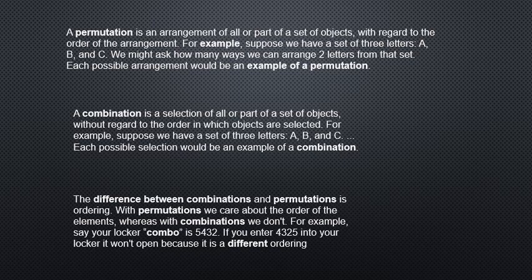So, the difference between combination and permutation is ordering. With permutations, we care about the order of the elements, whereas with combinations, we don't. For example, say your locker combo is 5432. If you enter 4325 into your locker, it won't open because it is a different ordering.